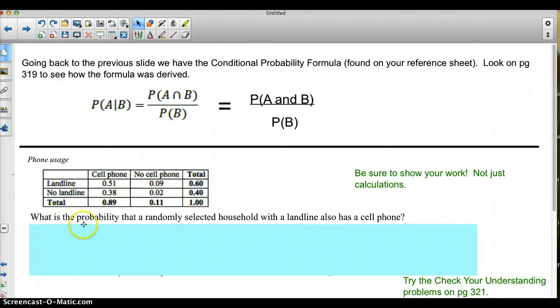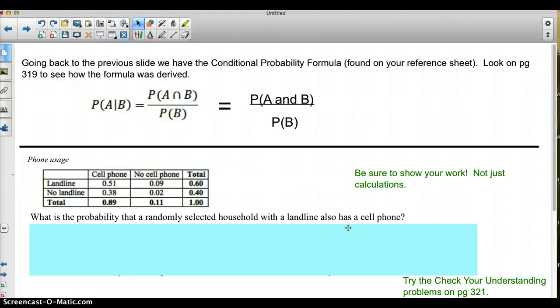So let's try this one. Pause your video and go through. So we have phone usage. See if you can figure out the answer to what is the probability that a randomly selected household with a landline also has a cell phone. Be sure you write down your calculations.